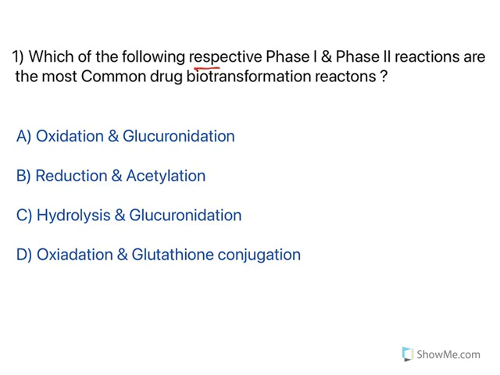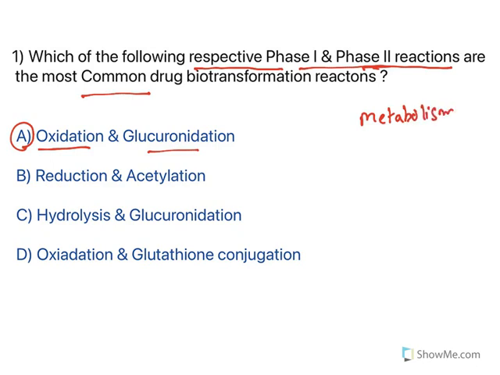Now, which of the following respective phase 1, phase 2 reactions are most common? See, phase 1, phase 2 reactions. The most common phase 1 reaction is oxidation. The most common phase 2 is glucuronidation. Now, we need to understand this. See, the reason for metabolism of drugs is to make them water soluble, so that they will be solubilized in urine and go out by urinary excretion. Majority of drugs are excreted by the urine route.